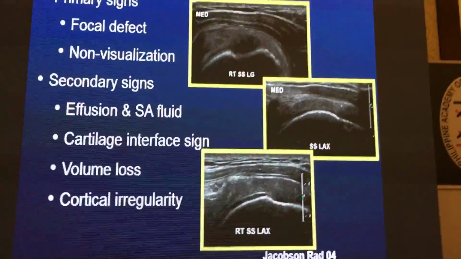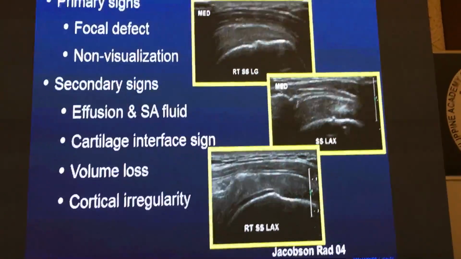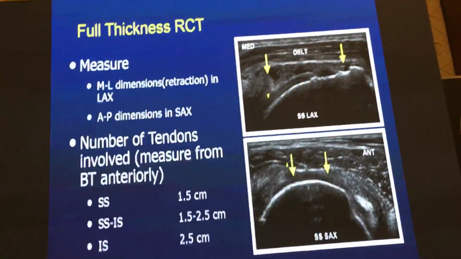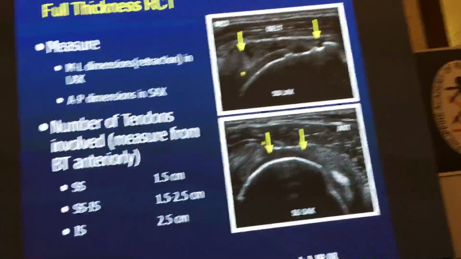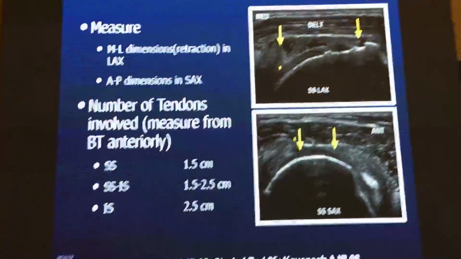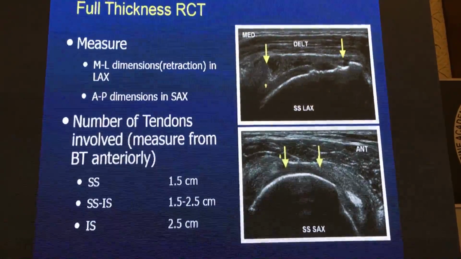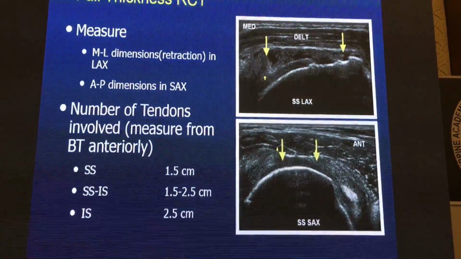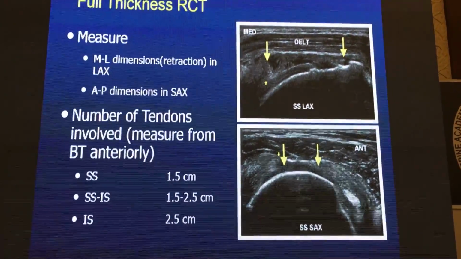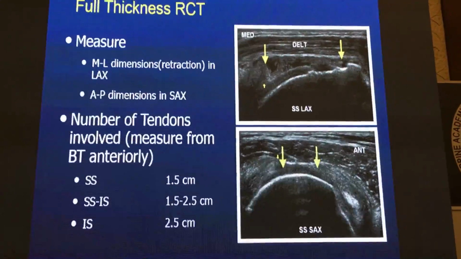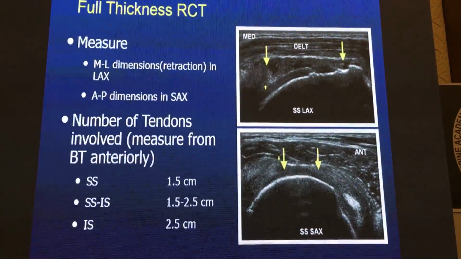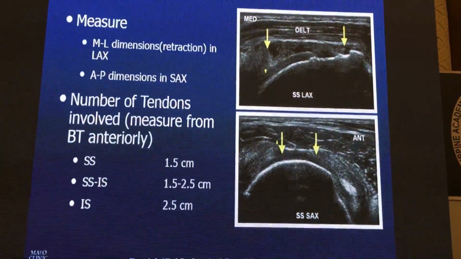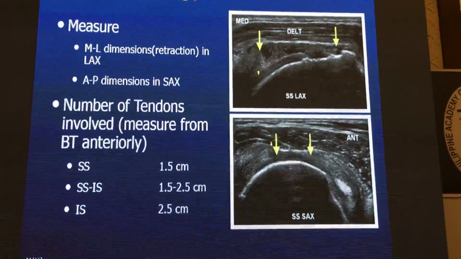Volume loss, so loss of the normal volume of fibers, and then the cortical irregularities that we talked about. Now with the measurements, you want to do measurements in two different angles. Number one, you want to measure from medial to lateral, so that's in the short axis: how far anterior and how far posterior does it go. That's the cross-sectional area of the tear.